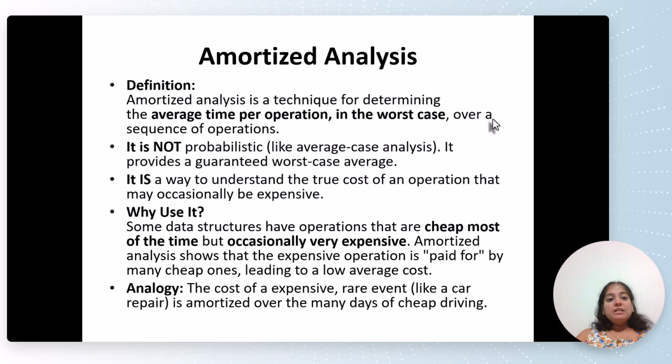In week 1, we studied the complexity of an algorithm, that is, what the best case, worst case, and average case complexity of an operation are. Amortized analysis is a technique for determining the average time per operation in the worst case. If you have a sequence of operations, not exactly one operation, then what is the overall performance? Average time per operation in the worst case scenario is called amortized analysis.